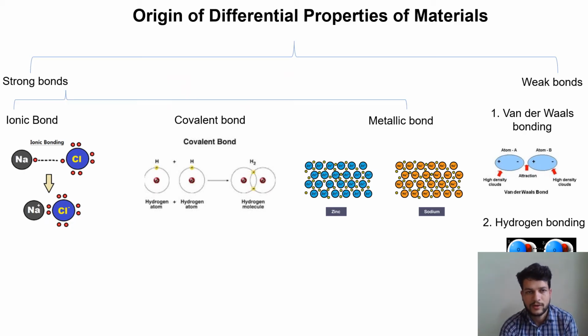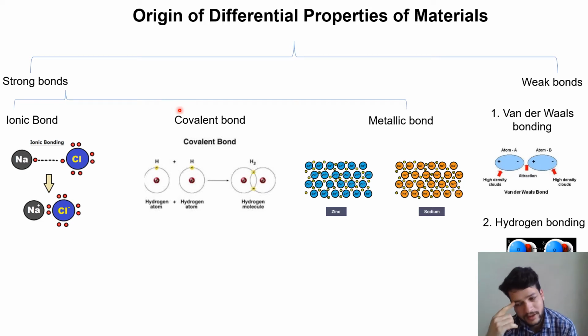As I already talked about, different properties of materials come from the different types of unit cells or crystals they contain, and also it depends on the different types of bonds present in the material. There are 2 types of bonds, strong bonds and weak bonds. In the strong bonds, there are ionic bonds, covalent bonds, and metallic bonds. In the weak bonds, van der Waals bonds and hydrogen bonds may be present in the material.